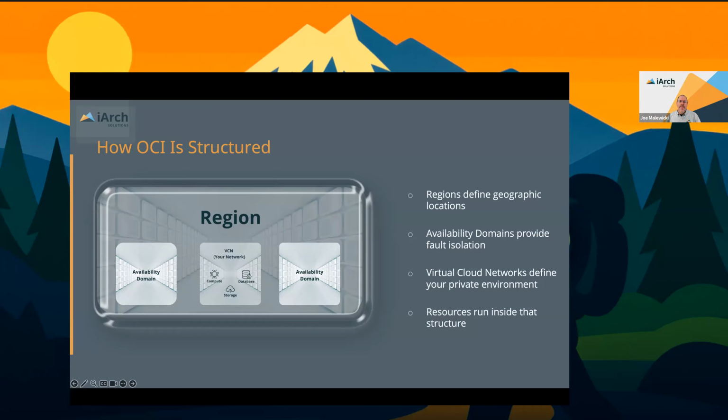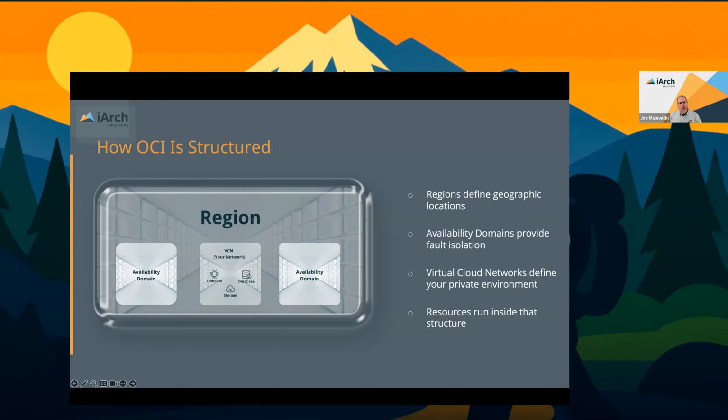So if one has an issue, others can be completely unaffected and pick up those workloads, right? Then inside of those availability domains, the next tier is where you define what's called your network. In OCI terms, that's called a virtual cloud network, or a VCN. Not getting too deep a dive here, but think of this as your private network in the cloud. It's where all your components communicate, similar to your corporate network. It's just hosted in OCI. It controls your routing, subnets, security rules. Basically, this is the transit system for everything running inside of OCI.